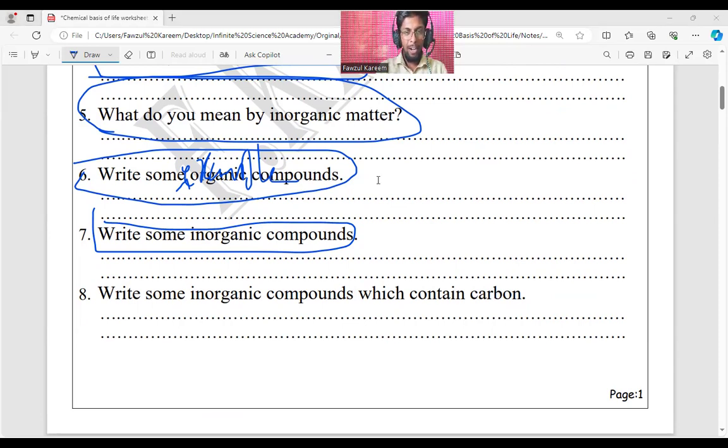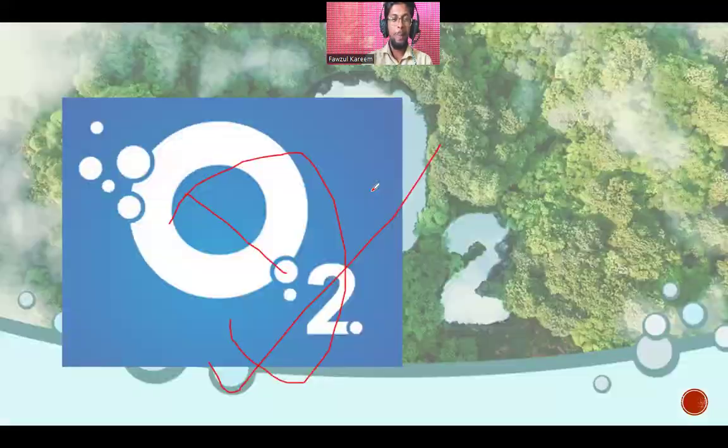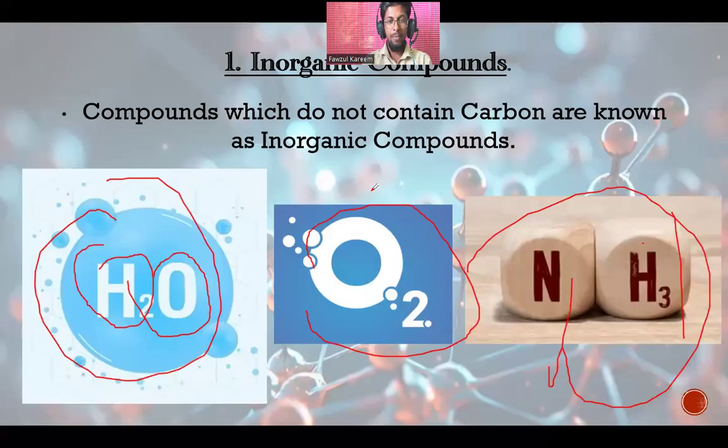Yes, very good. Listen very carefully. What is an inorganic compound? This is a new thing. I didn't explain this last class. The compound which does not have carbon is called inorganic. Let's discuss some examples: H2O, oxygen, and NH3. These are examples of inorganic compounds.